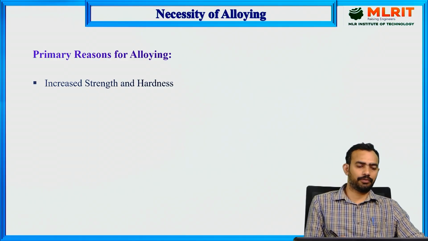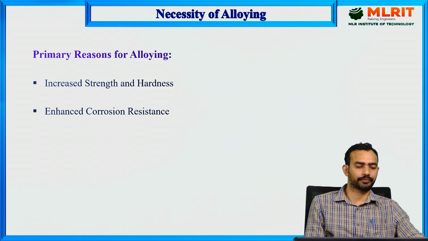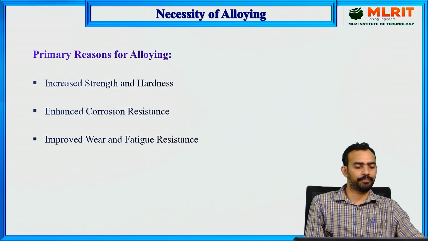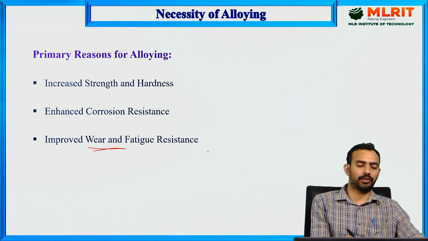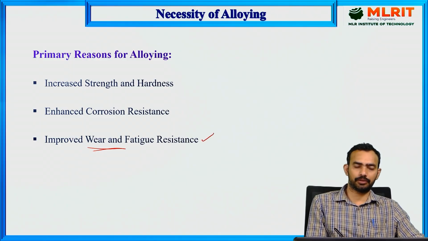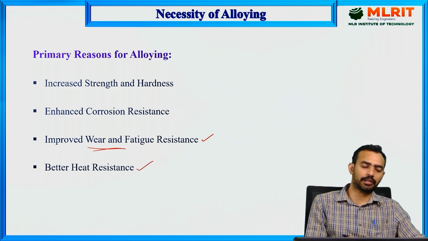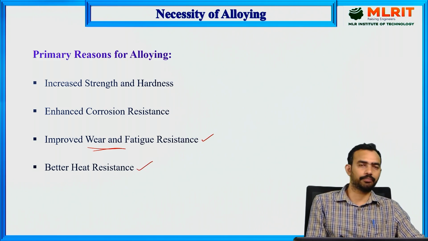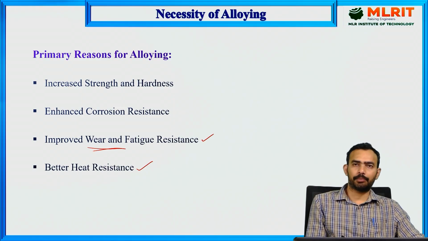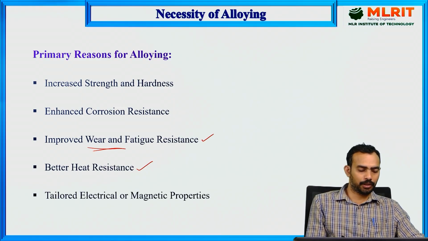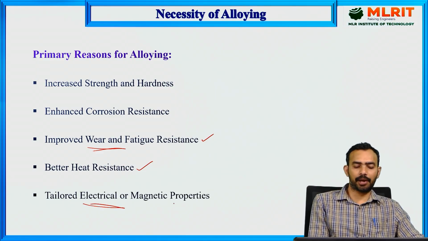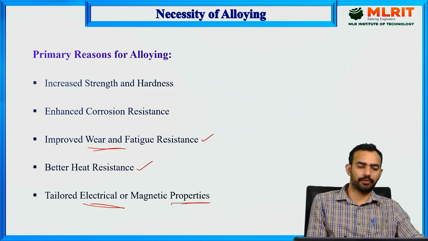First, our intention is to improve the strength and hardness of the material. Then it can be to improve the corrosion resistance. Then it can be to improve the wear and fatigue resistance of the material, so we will be alloying it. If we intend to improve the heat resistance of the material, we can add ceramic substitutes into the material. In order to tailor the electrical and magnetic properties of the materials as well, we will be doing alloying.